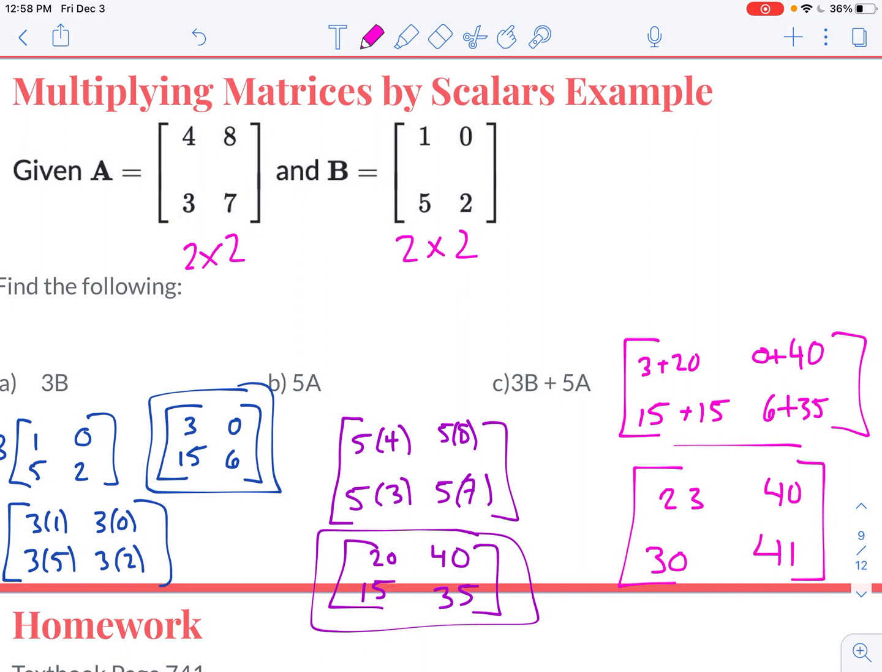So these are how we would go about multiplying by a scalar, and then sometimes you'll multiply by scalars and then combine matrices after. But it's still order of operations. We're still going to multiply those scalars first before we start doing addition. So it's still PEMDAS, we still have multiplication first, and then we do our addition.